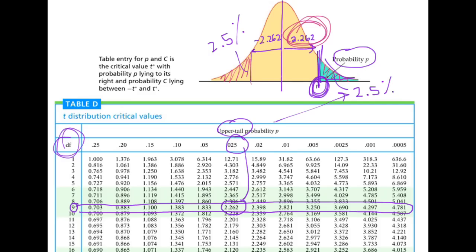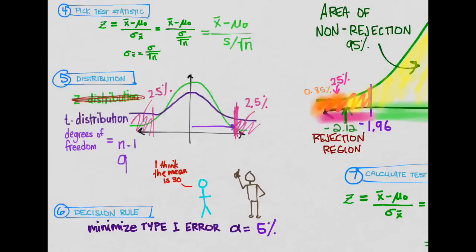So let's come back up over here, and we know the numbers that we're looking for here are 2.262 and negative 2.262. So if we calculate a test statistic that is greater than this number here, 2.262, or less than negative 2.262, then we would reject. If it's in the middle, then we would accept our null hypothesis.